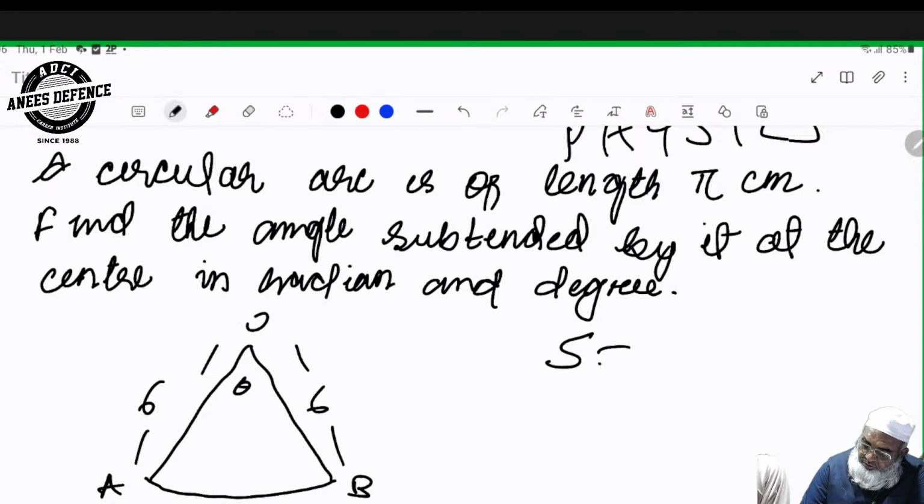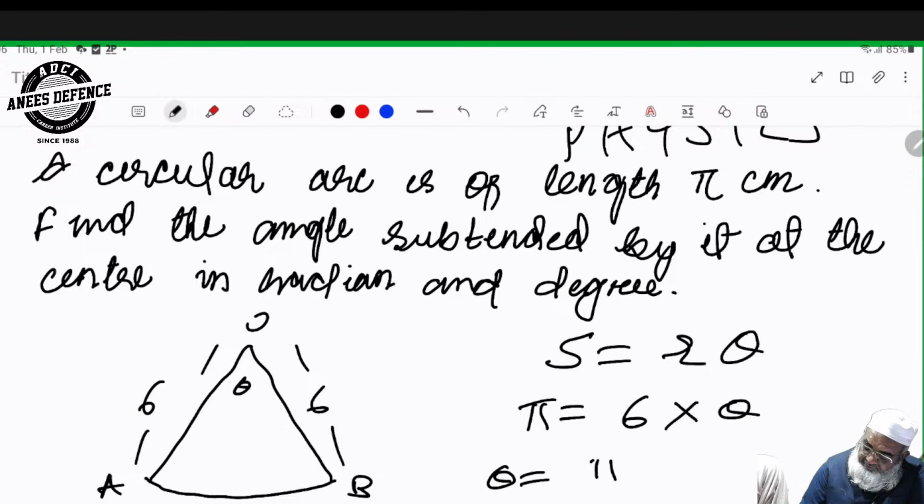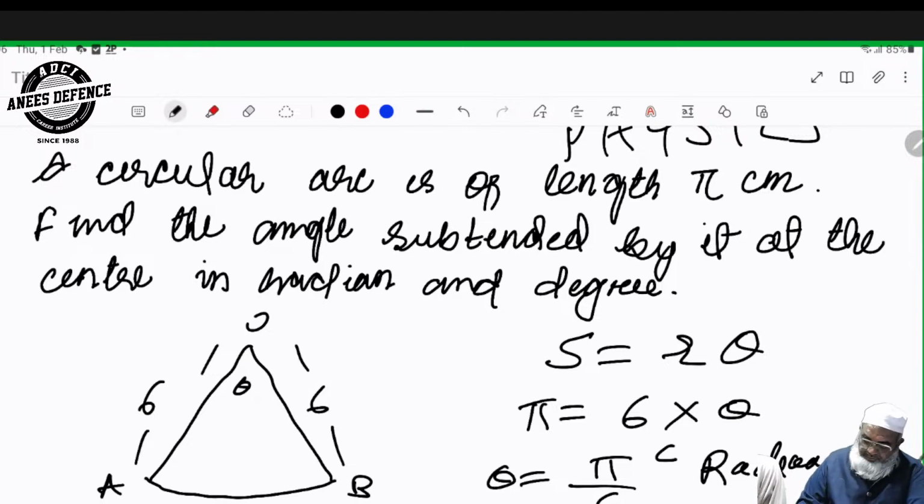So there is a formula S equal to R theta. S is pi. R is 6. Theta we don't know. So theta is pi by 6 radians. You take pi as 180. So 180 upon 6 is how much? Degrees. Understood? Okay. Fine.